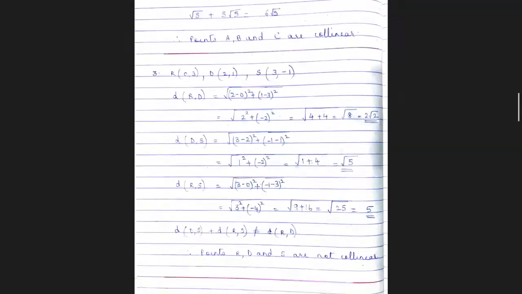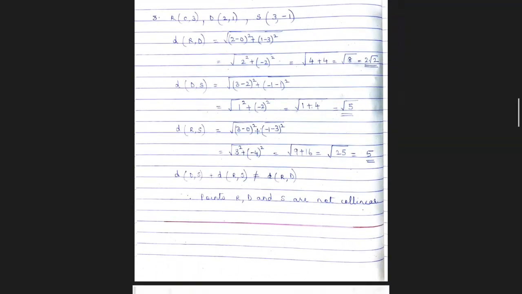That means distance of AB plus distance of AC equal to distance of BC. A comes in between B and C. Children, I hope you remember we have learned this in the 9th standard, the first chapter, right? Betweenness. So in this case, the point A comes between B and C. Therefore, points A, B, C are collinear. So root 5 plus 5 root 5 is 6 root 5, and therefore the points A, B, C are collinear.